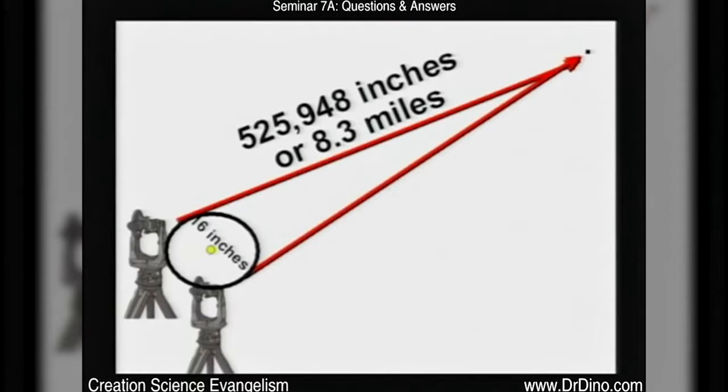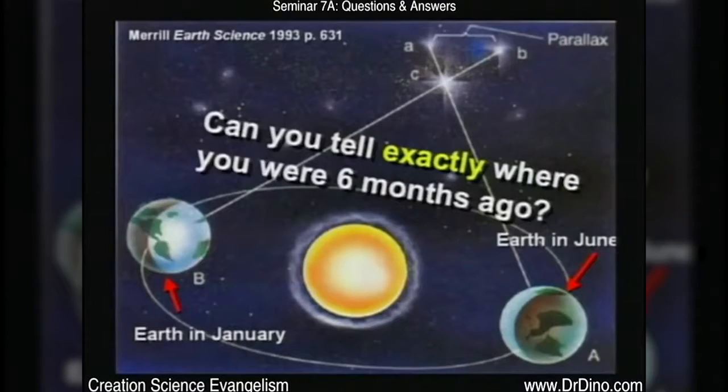Would you agree that would make a rather skinny triangle? Let's go out in the parking lot and draw a triangle with point A and point B 16 inches apart, and point C 8 1/3 miles away. It's going to make a real skinny triangle. That is exactly the triangle you get when 2 people on opposite sides of Earth's orbit try to measure 1 light year.